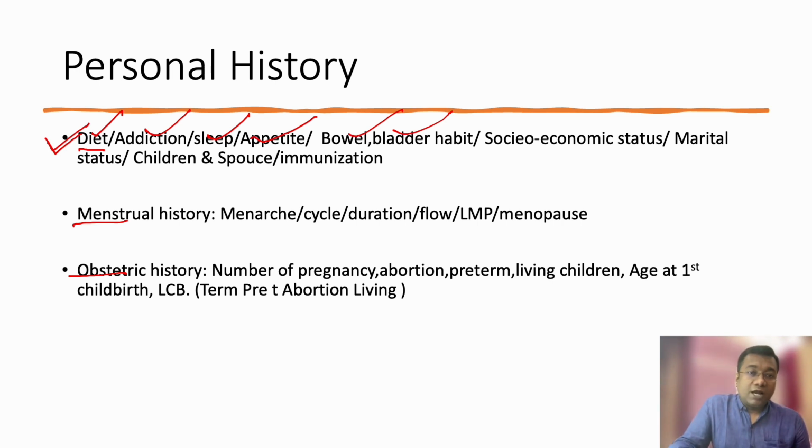Addiction, we all know, is very important. Now, what addiction do you need to inquire about? Mostly smoking or tobacco, then alcohol. These two are very important. When you take a history of smoking, it is important to note the pack year of the patient. If the patient says I am a known smoker, you need to calculate the pack year and write in your history that this patient gives a history of 20 or 30 pack year of smoking.